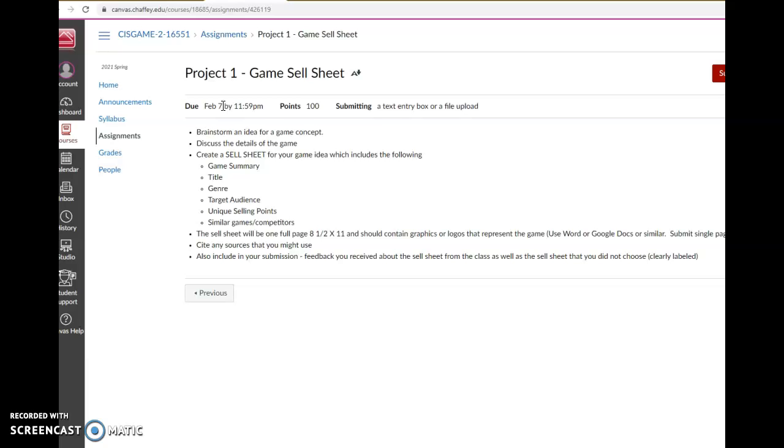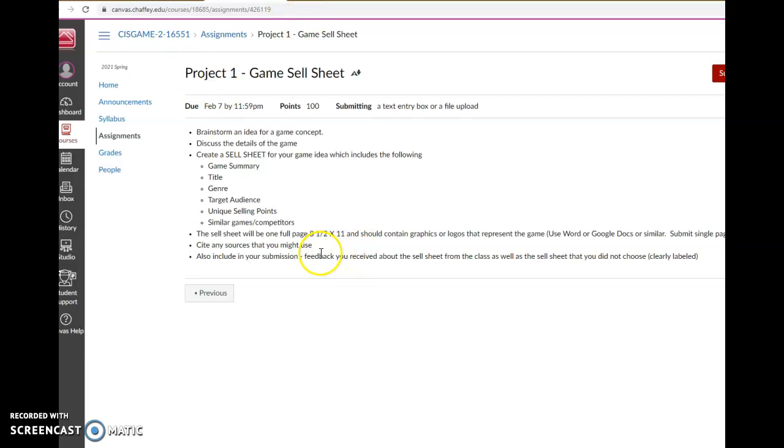So your game sell sheet is going to be an idea for a game concept with the details of your game, including the summary, the title, the genre, the target audience, who you want to sell it to, what's unique about your game, and how it's better than anything that could be similar. Use graphics, make it look nice, but make it one single page, a Word document or a Google Docs or whatever, one single page. And then you will submit that.